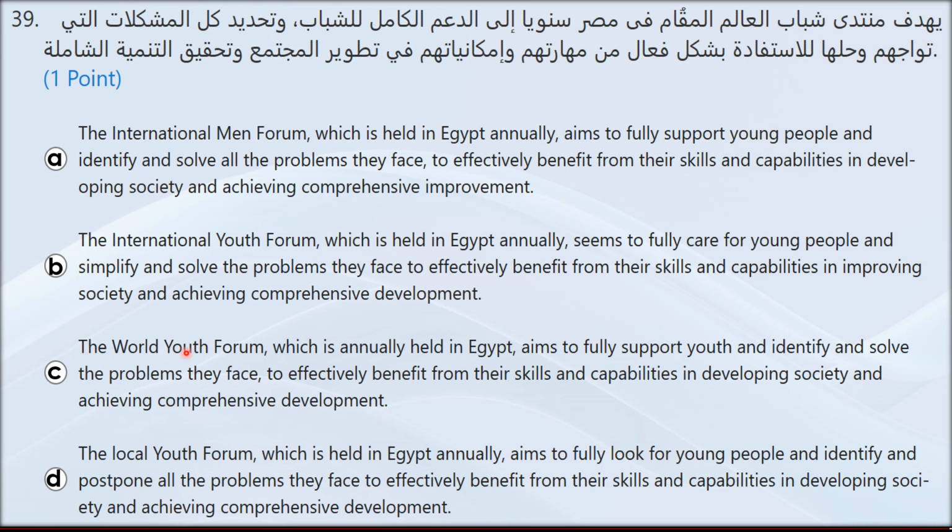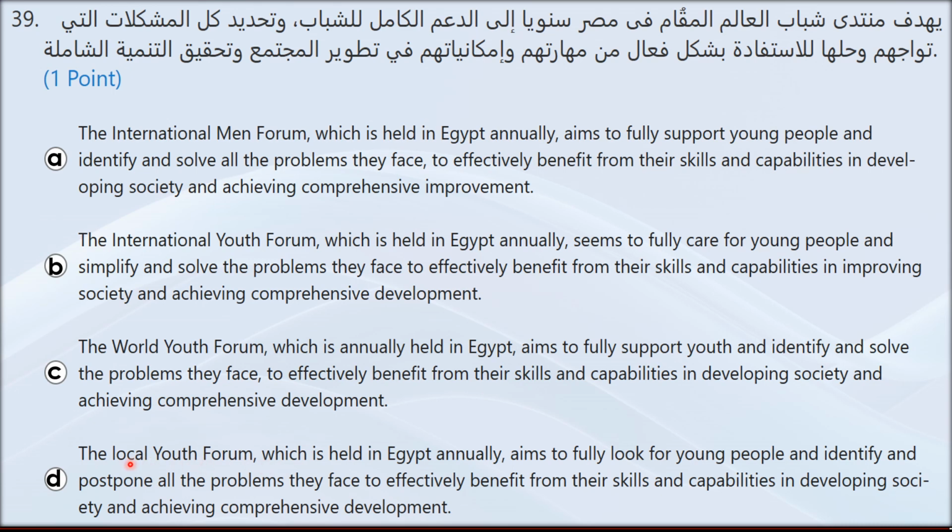C. The World Youth Forum. So we have here international, and here we have the world, okay, which is annually held in Egypt, aims to fully support and support youth and identify and solve the problems they face to effectively benefit from their skills and capabilities in developing society, achieving comprehensive development.